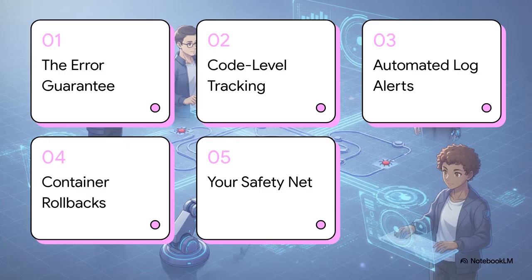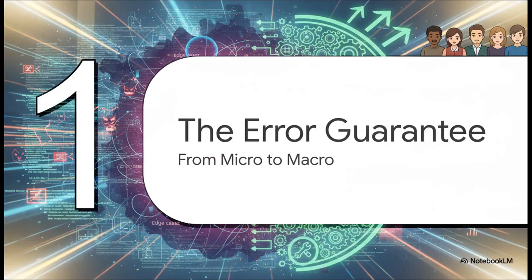Okay, here's our roadmap for transitioning from reactive firefighting to proactive error management. We'll start with the inevitability of errors. Then we'll cover Method 1, code-level tracking, Method 2, automated log alerts, Method 3, container deployment rollbacks, and finally, building your safety net. Let's jump right in.